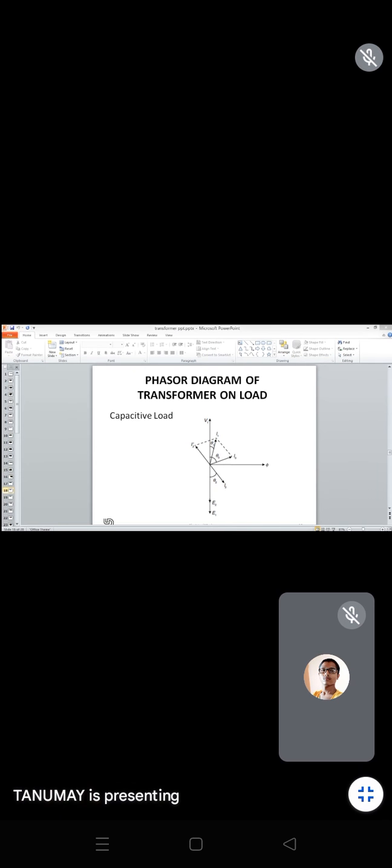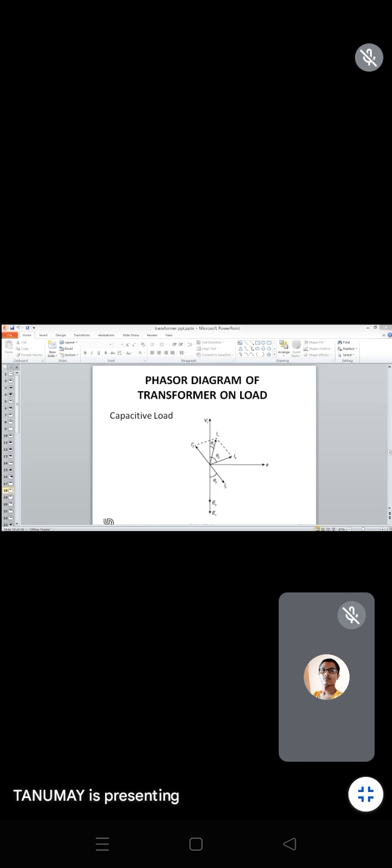That's why this is the direction of I1. Now this angle theta 1 between V1 and I1 is lesser than for inductive type load. So whenever we are connecting capacitive type load, this angle is reducing. Whenever we are connecting inductive type load, this angle is increasing. So due to the increase of this particular current, the amount of power extracted from the supply voltage will be different.